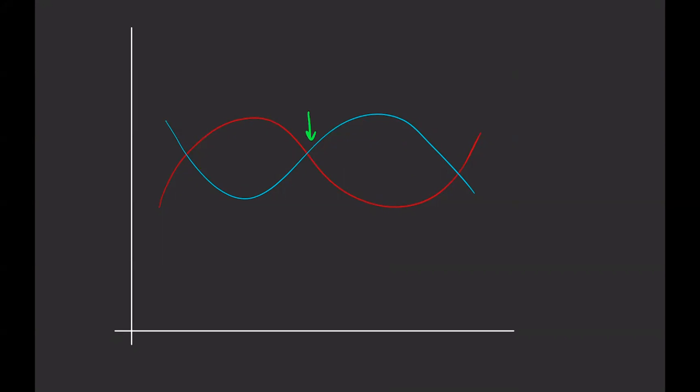To the left of this point, let's go ahead and give ourselves some labels. Let's say A, B, and C. Let's label G of X. Let's also label F of X.